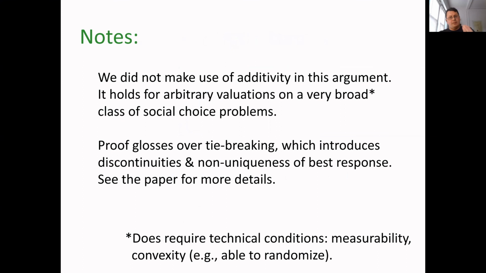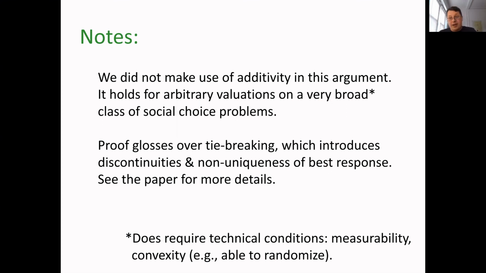Now, that's the high-level idea of the argument. I want to make some notes. First of all, I've been thinking about all this to this point in this case with, say, additive valuations. But we didn't make use of any properties of the valuation function in this argument at all, really. So in fact, this result holds for arbitrary valuations on a very broad class of social choice problems, sort of similar to VCG. It does require some technical conditions like measurability and convexity of the outcome space and so on. See the paper for more details on that.